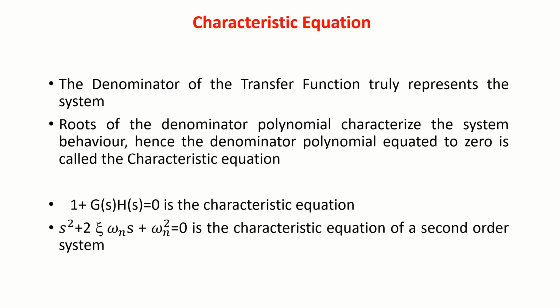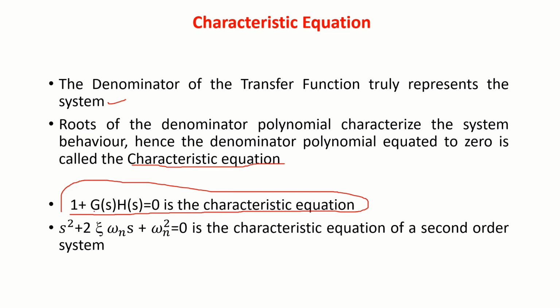Now we'll further discuss. The denominator of the transfer function truly represents the system. So roots of the denominator polynomial characterize the system behavior. Hence the denominator polynomial equated to 0 is called the characteristic equation. So 1 plus g of s h of s is equal to 0 is the characteristic equation.